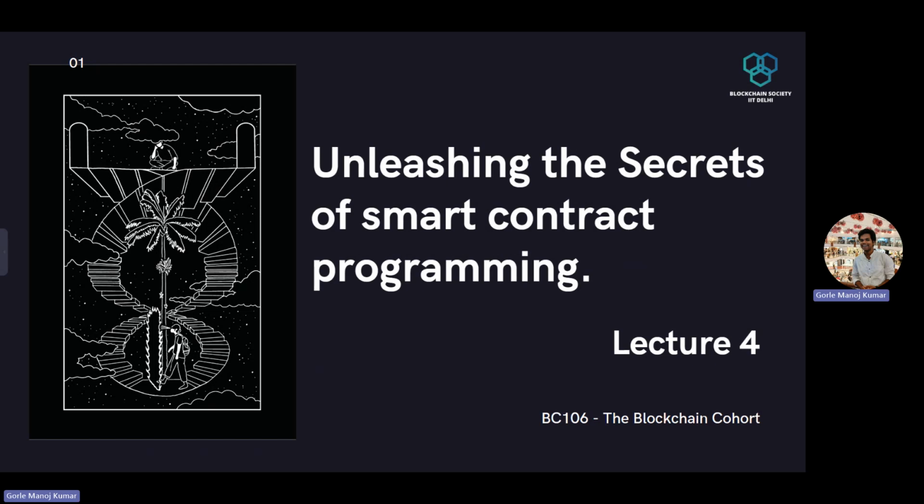So we are starting now, guys. Welcome to lecture 4, Unleashing the Secrets of Smart Contract Programming. And in this lecture, we'll work on how complex smart contract code is written and what are the current happenings in Web3 so we guys can catch up.